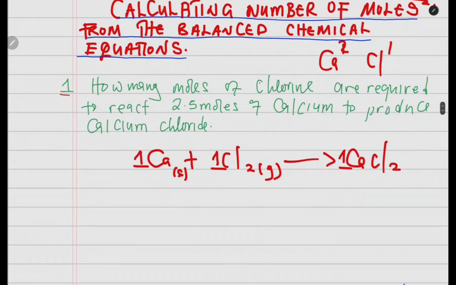So now what we are asked is how many moles of chlorine. So you form up or you come up with a ratio. So this calculation that we are going to perform here, it is called mole to mole ratio. So we are going to form mole to mole ratio. Look at what is being mentioned. How many moles of chlorine? So chlorine should be part of the what? Should be part of the ratio. Then are required to react with 2.5 moles of calcium.